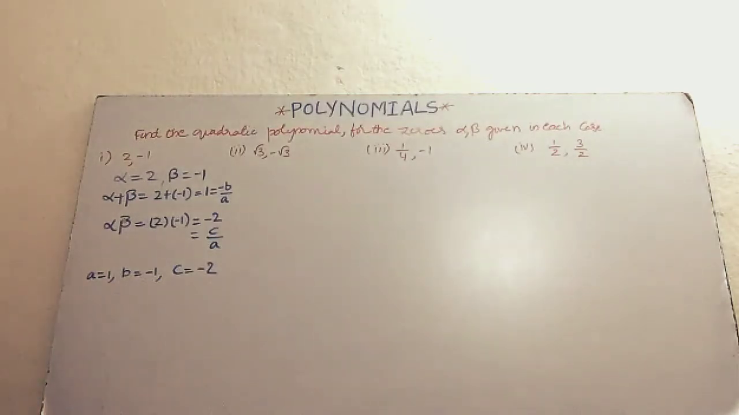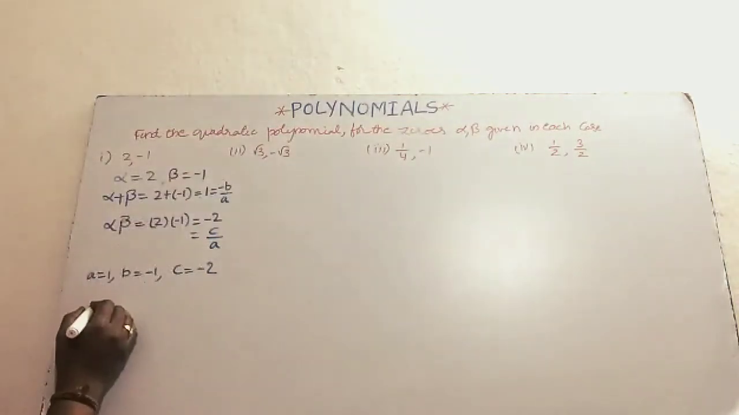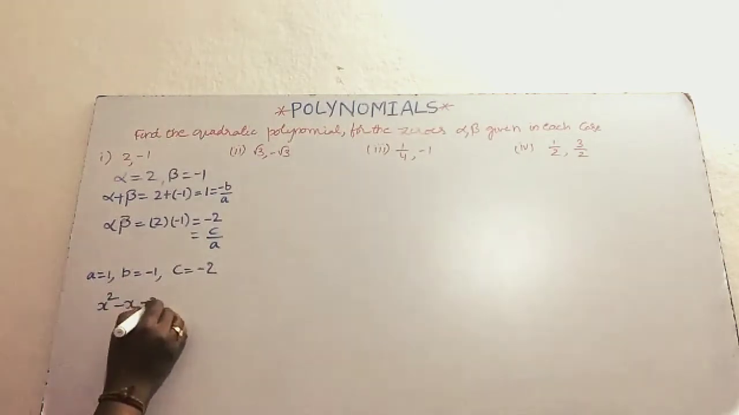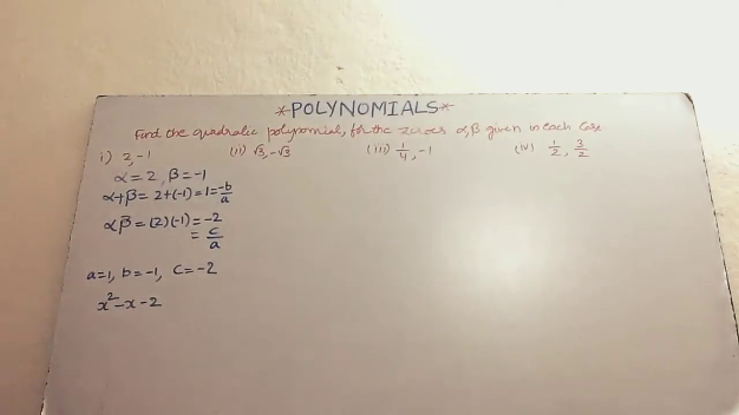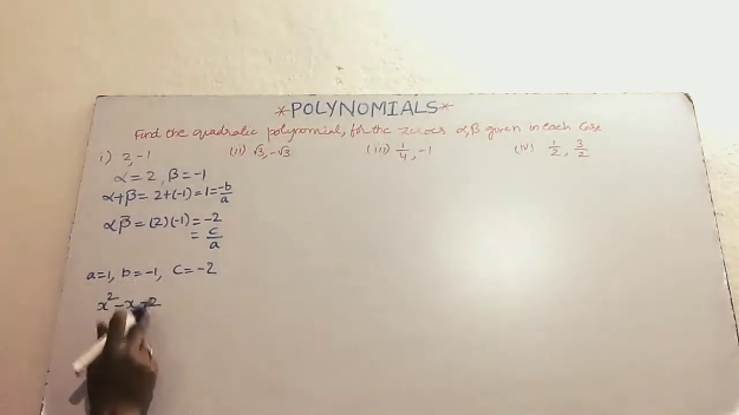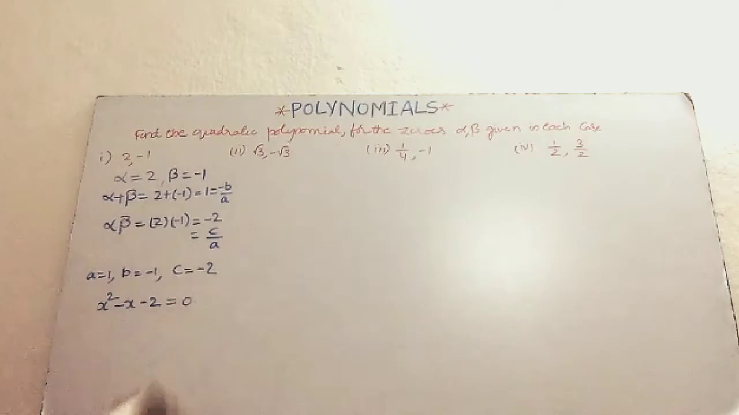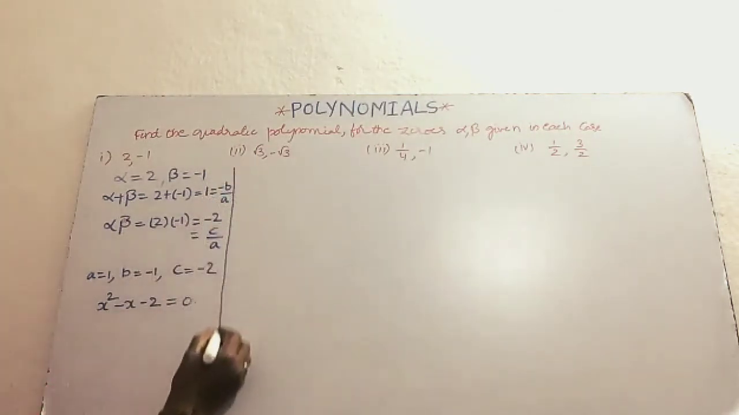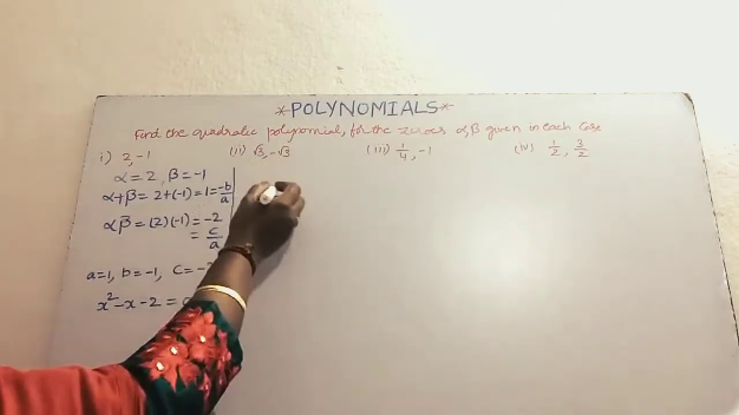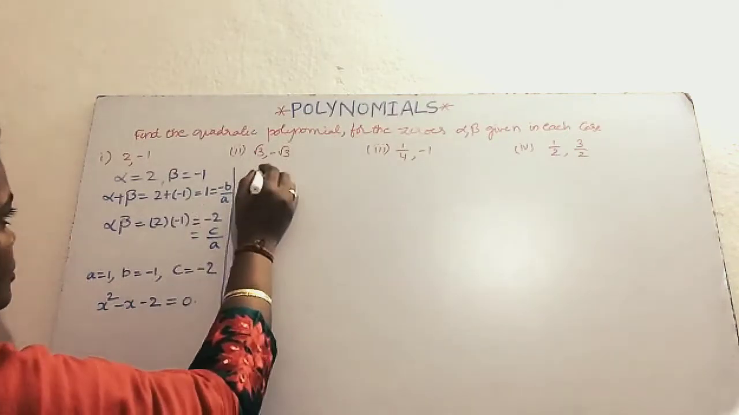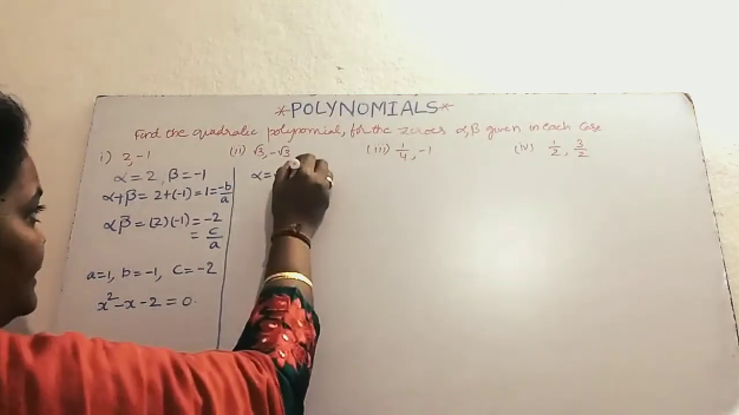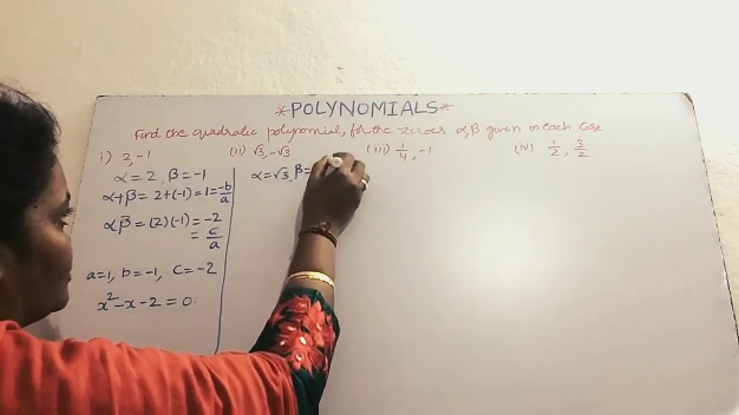Then what is that quadratic polynomial? So x square minus x minus 2. So x square minus x minus 2 equal to 0. So this is the quadratic polynomial. And the second one, root 3 comma minus root 3. So take alpha equal to root 3 and beta equal to minus root 3.